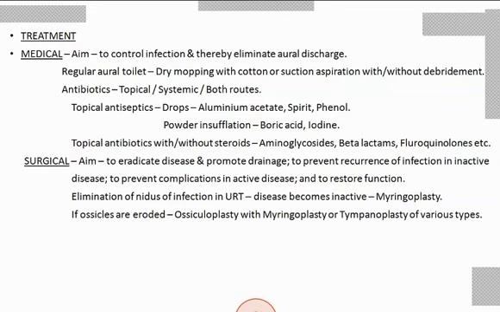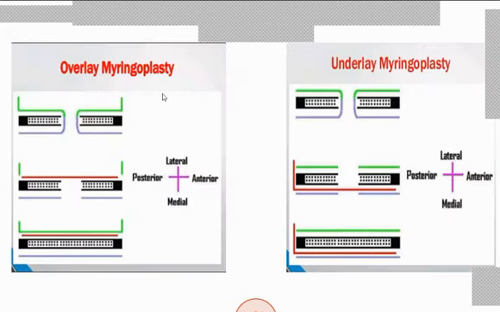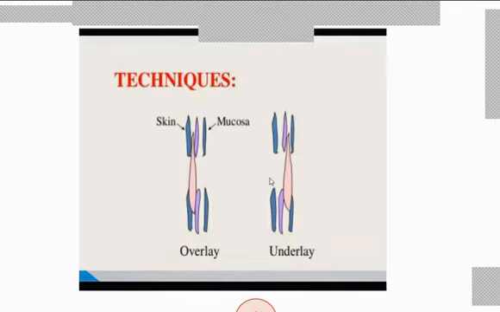This is the diagram with the representation of myringoplasty. Myringoplasty is reconstruction of the tympanic membrane. First, this is a perforation. There are 3 layers of the tympanic membrane: the outer layer, the middle fibrous layer, and the mucosal layer. So we freshen the edges of the perforation, and the graft is spread on the tympanic membrane. This is called overlay grafting. If we keep the graft lateral to the fibrous layer, it is called overlay; if we keep the graft medial to the fibrous layer, it is called underlay. This is the diagram showing overlay and underlay.